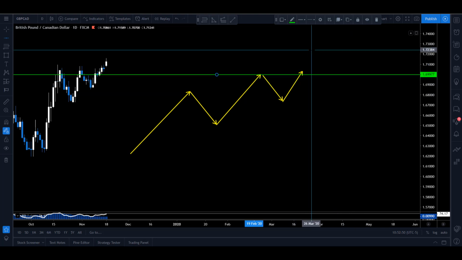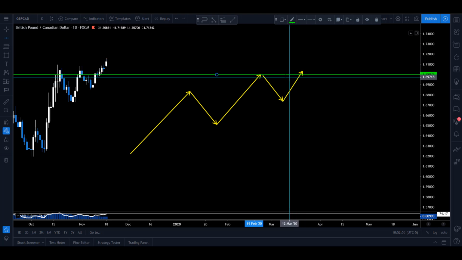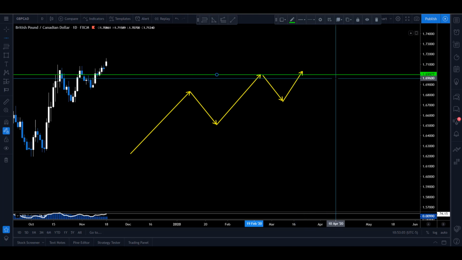Intact. So now the question is, we kind of walked this before. We know that the violation of this previous structure allows us to predict that price is likely to go higher. The magic question is, where is price likely to go higher to? Have you guys ever been stuck like that where you think price is going to go higher, but you don't know where?